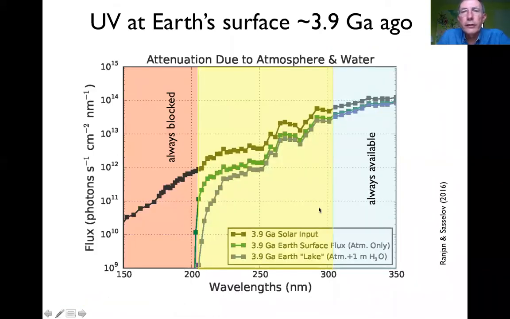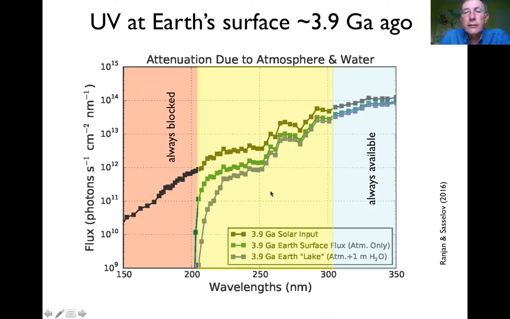So what are the cutoffs? Well, the cutoffs are due to water, and it's kind of obvious. If the chemistry needs water in order to happen, and water shields you from UV light below 200 nanometers, then that's what your cutoff is.